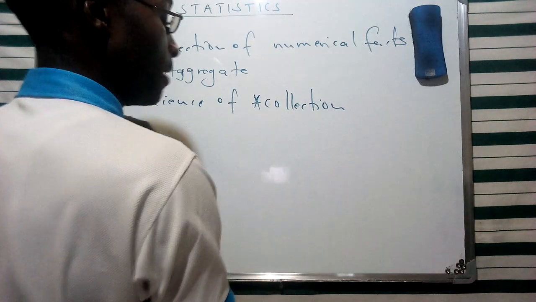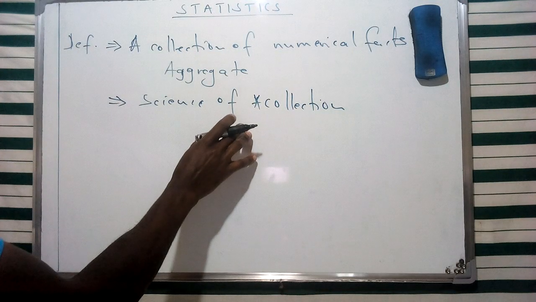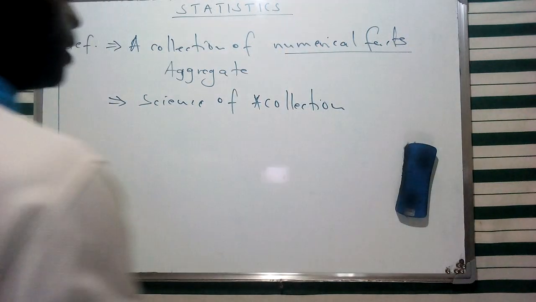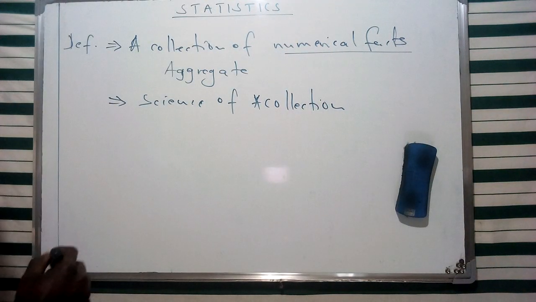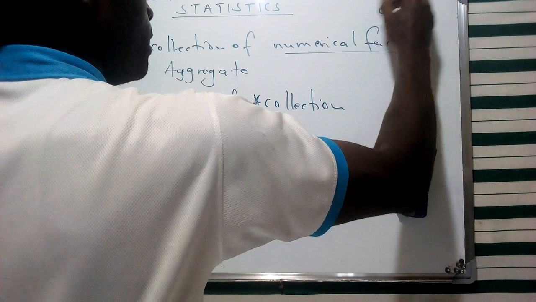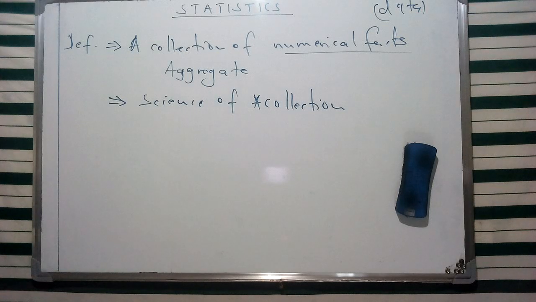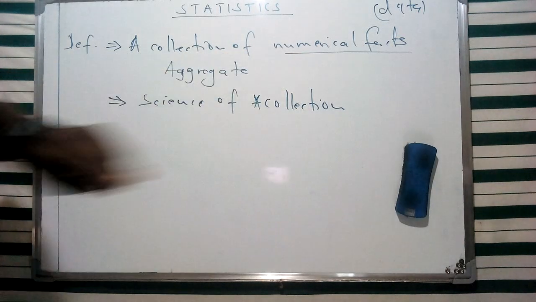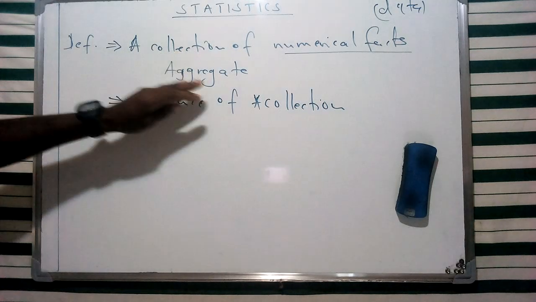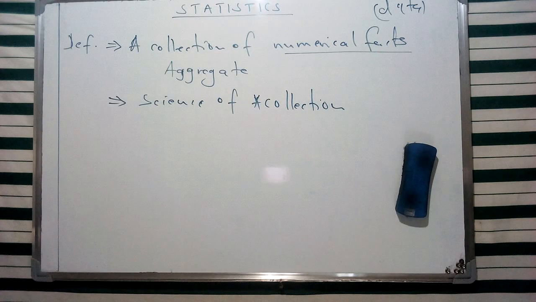So in this specific sense, whenever I mention the concept of a science of a collection, we're going to refer to this one as a science of collection of what we refer to as data. Now, in this case, I'm going to basically define the concept of data as we go by. But a collection of numerical facts in this specific case is going to be presented in terms of data, or an aggregate of numerical facts is going to be presented in terms of data.